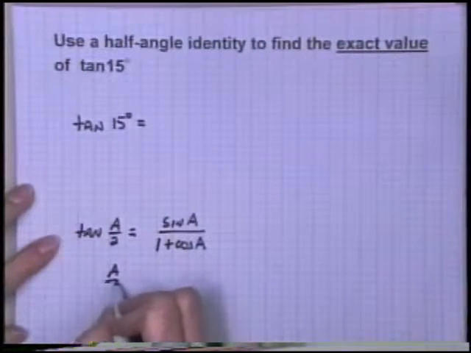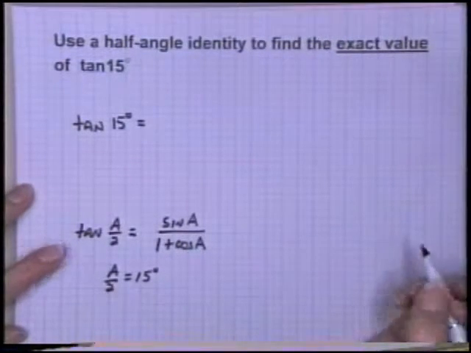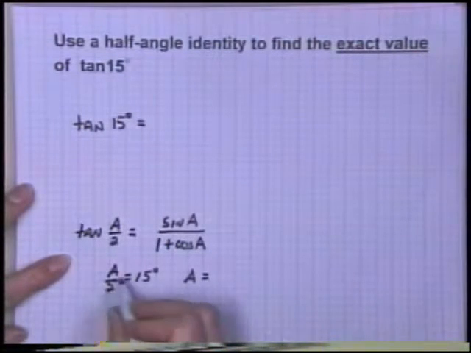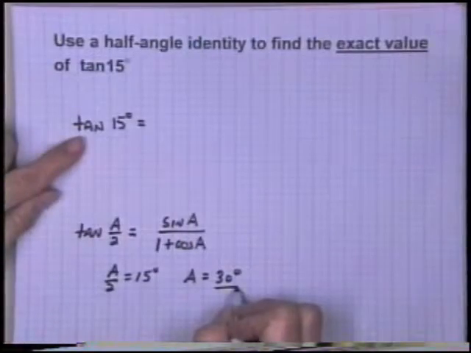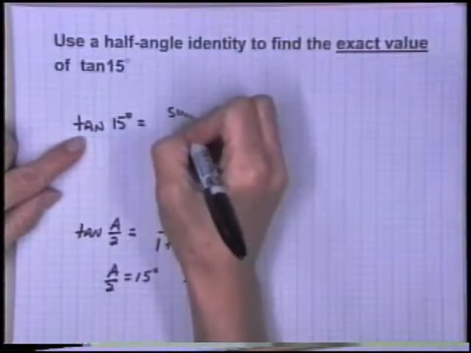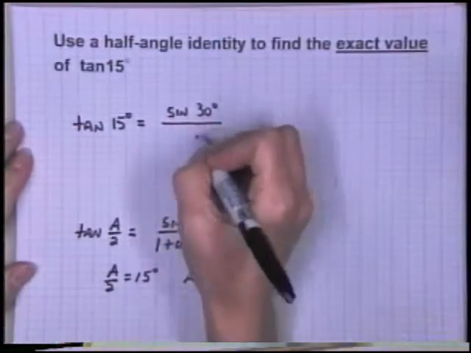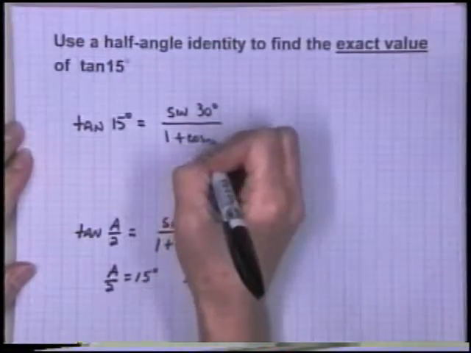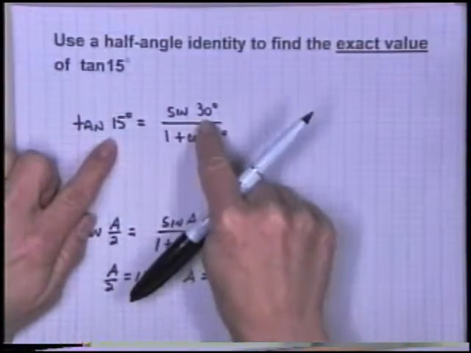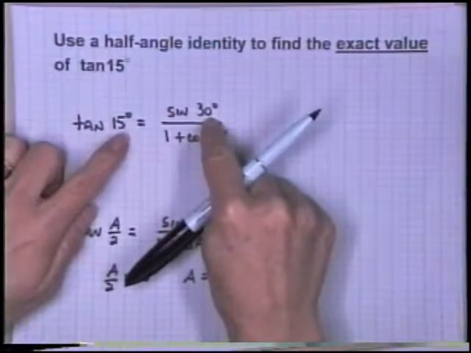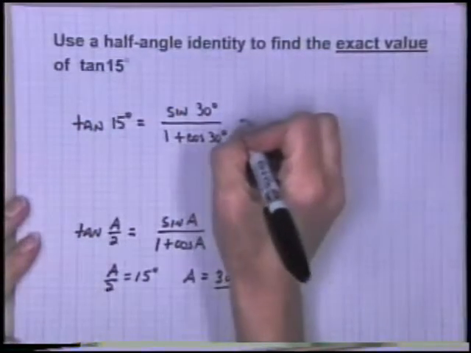Now in my problem, a over 2 is 15 degrees, isn't it? So what would a be? If I multiply both sides by 2, a would be 30 degrees. Okay? So tangent of 15 degrees is going to be the sine of 30 degrees divided by 1 plus the cosine of 30 degrees. Notice what I have here. If I multiply by 2, I get this, or whatever I have here, if I divide by 2, I get this. That same relationship. Now let's simplify this.